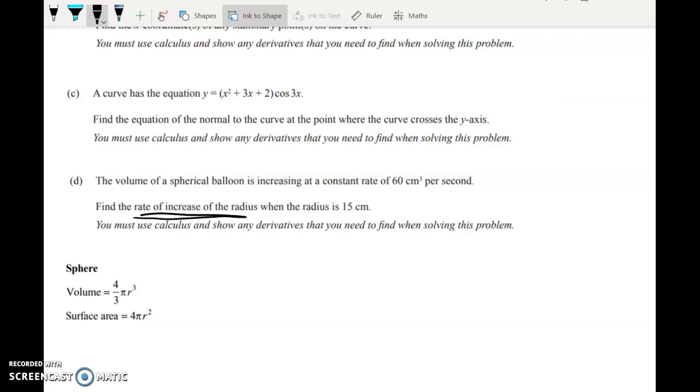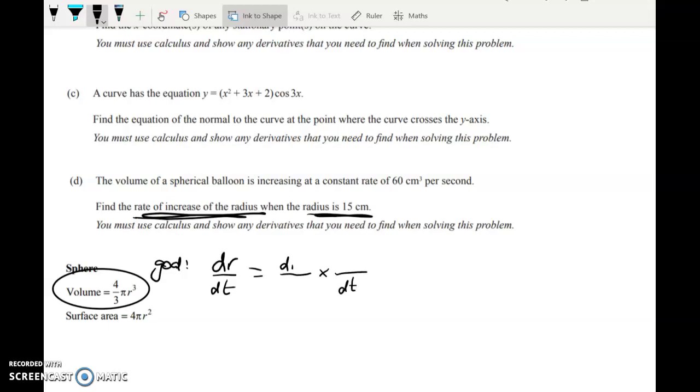So the goal here is to find the rate of increase of the radius when the balloon radius is 15 centimetres. This is my formula for a balloon. Remember, in maths, balloons are perfectly spherical. So we're looking for dr by dt. And we can set up a chain rule relationship between r and v in volume as follows. So we're going to find dr by dv times dv by dt. This one we're given, right? We're told that dv by dt is equal to 60.